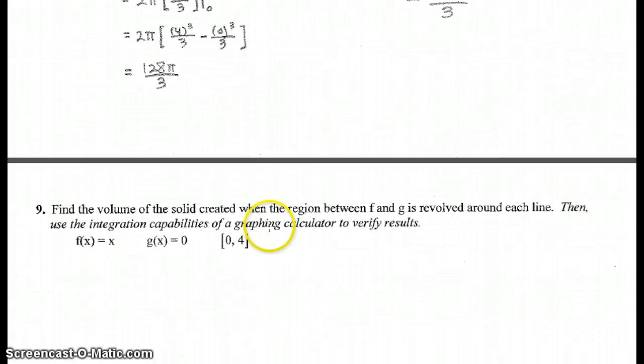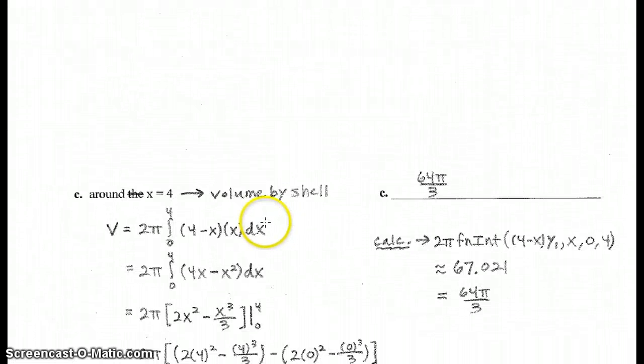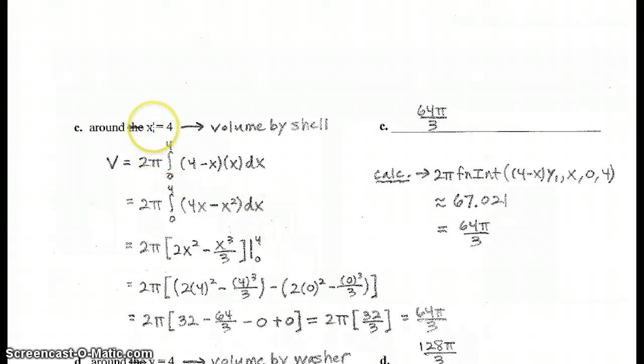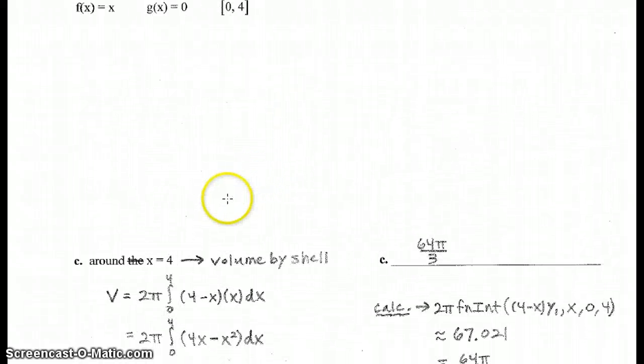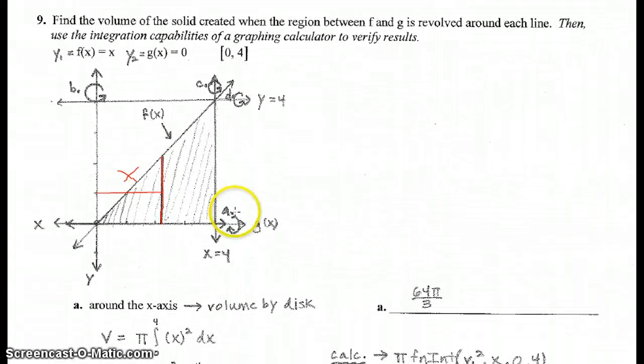Part C asks us to revolve around x equals 4. X equals 4 is a vertical line, so again we've got volume by shell. I'm going to scroll up real quick to the function. So x equals 4 is right up against our region. So I'm just going to erase real quick and reiterate this.